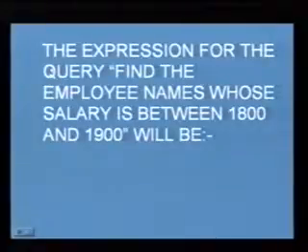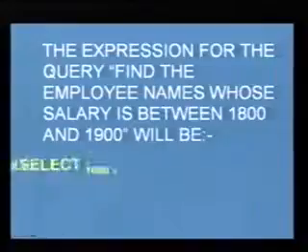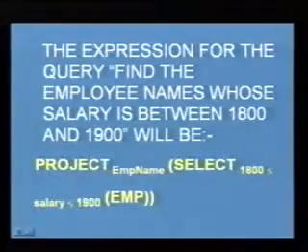Now let us consider that we are given a query to find the employee names whose salary is between 1800 and 1900. Now here we know that we are interested only in the employee names. So we will have to perform projection. We will write the expression as project employee name, bracket, select 1800 less than or equal to salary less than or equal to 1900, followed by the name of the relation EMP in parentheses.